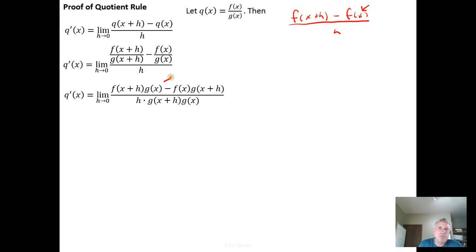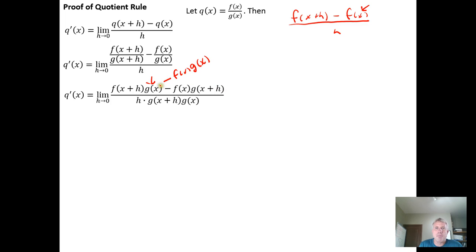And the answer would be, well, I would need to subtract f of x here, but I've got to be able to get this g of x off of the f of x plus h. So I could subtract minus f of x g of x, which would allow me to factor off the g of x and leave me with an f of x plus h minus f of x, which starts moving me towards getting the derivative notation.